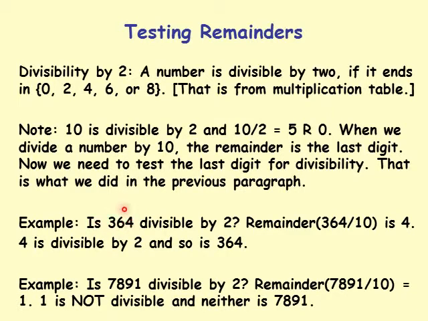Example: is 364 divisible by 2? The remainder of 364 divided by 10 is 4, and 4 is divisible by 2, and so is 364, because 4 is 2 times 2. Example: is 7891 divisible by 2? Remember, the remainder of 7891 divided by 10 is 1, the last digit, and 1 is not divisible by 2, and neither is 7891. Okay, let's continue with testing remainders.